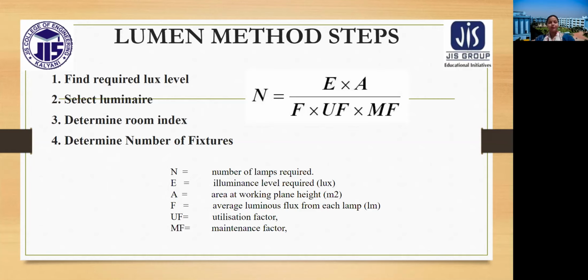What are the steps? First step is to find the required lux level, the amount of energy that is to be emitted from the lamp. Next, select luminaire. Third, determine room index. Fourth, determine number of fixtures. When we discuss a particular problem, we will find this stepwise. Now, you have to remember this formula: capital N equals E into A divided by F into UF into MF.